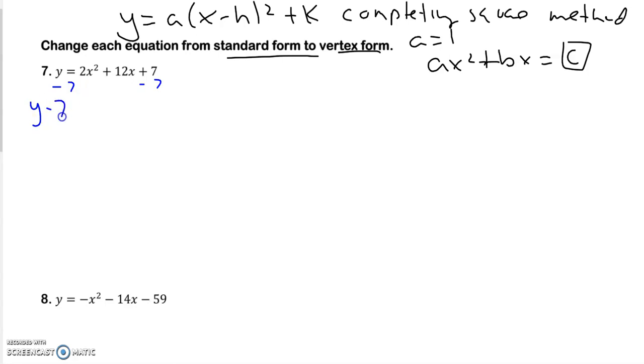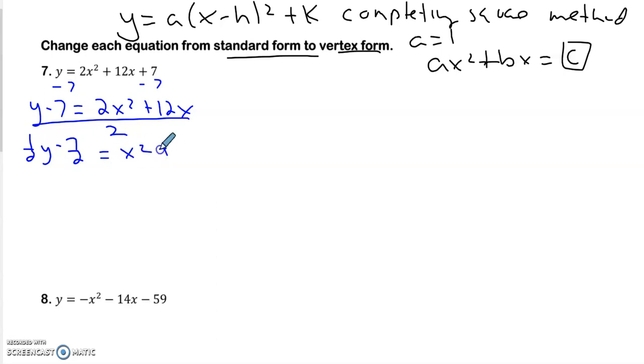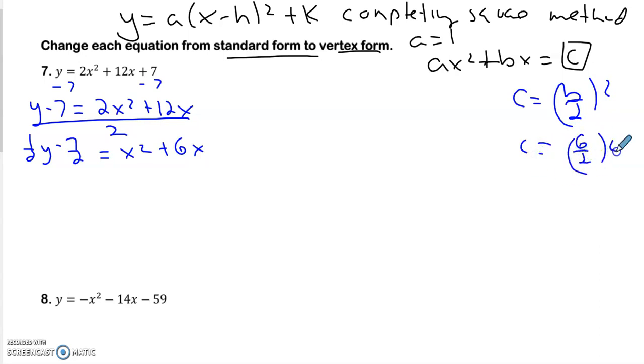So we have y minus 7 equals 2x squared plus 12x. We also need to divide by 2 because we have to have an a of 1. So we have 1 over 2 y minus 7 over 2 equals x squared plus 6x. Then we can come here and we use this to get our c. So we have 6 over 2, and then we get 3 squared, and c equals 9.